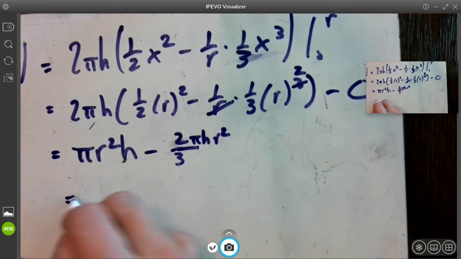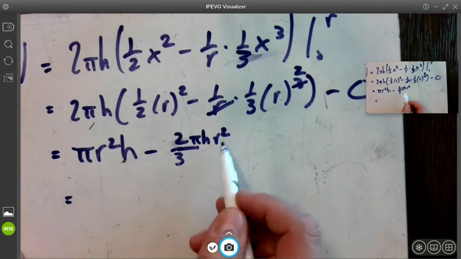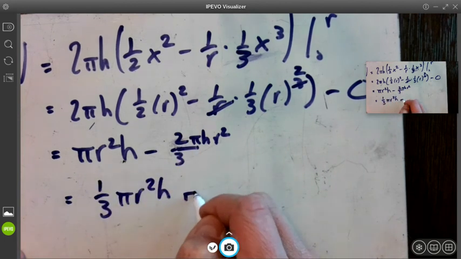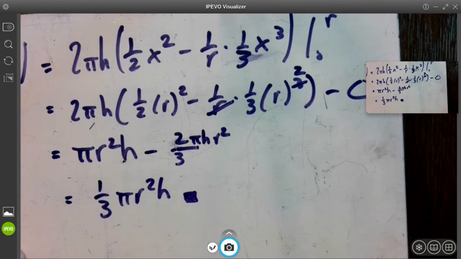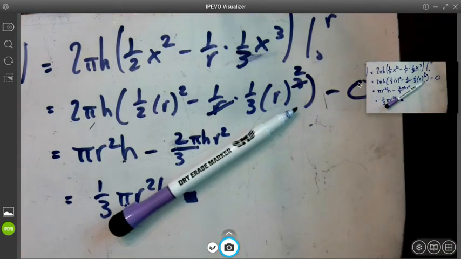Okay, so let's subtract. 3/3 minus 2/3 is 1/3. 1/3 of what? Pi r squared h. Pretty sweet. That is, by the way, the volume of a right circular cone. It is 1/3 the volume of a cylinder. In case you didn't know that, you can Google it. It is right. So that's how you use the shell method.